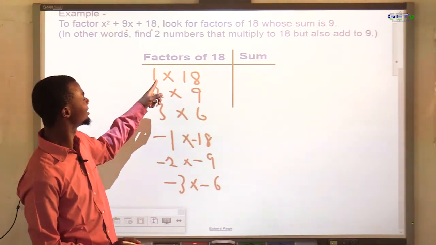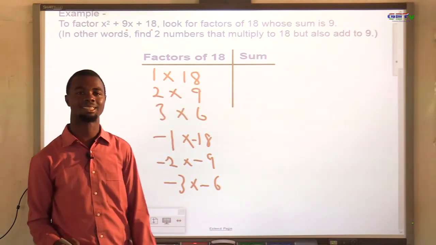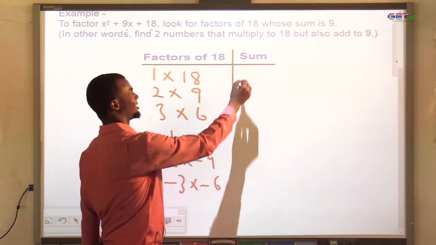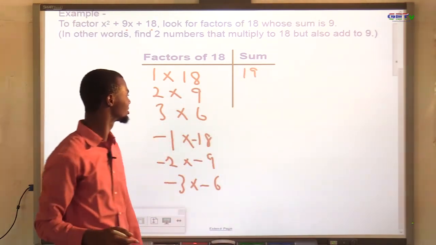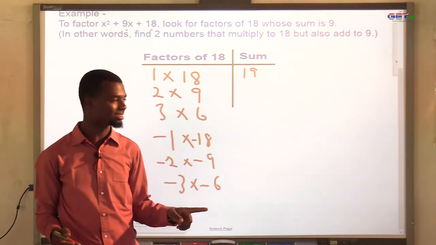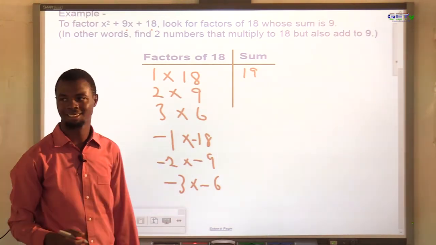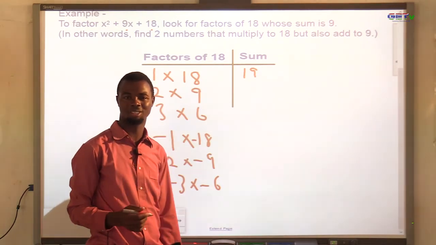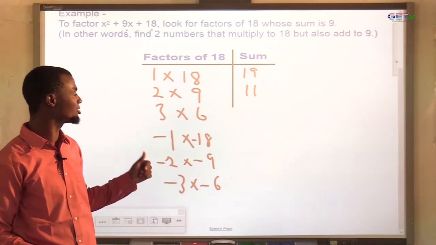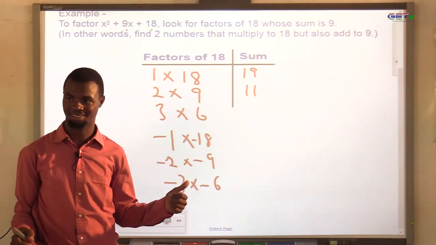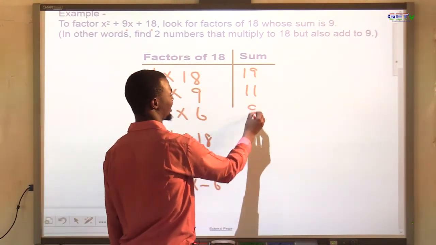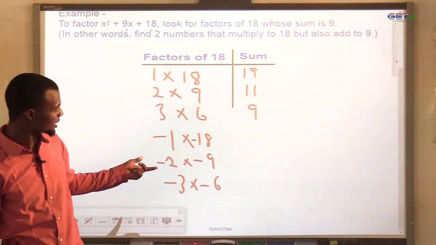If you add 1 and 18, what is the sum of 1 and 18? That is 19. The sum of 2 and 9, that will give us 11. Now the sum of 6 and 3. The sum of 6 and 3 will give us 9. We go to the next one.